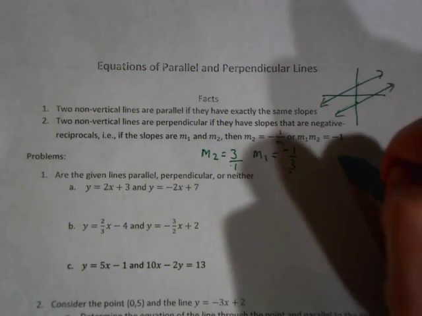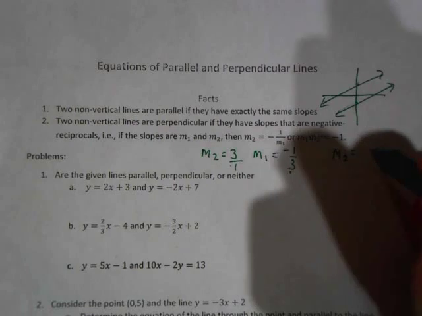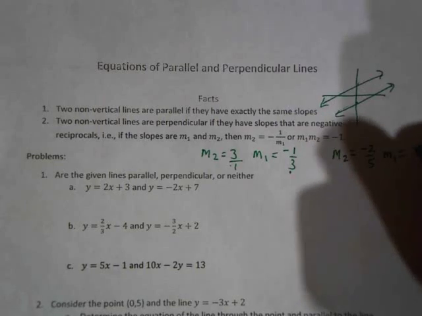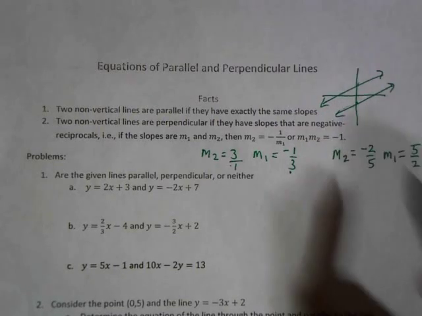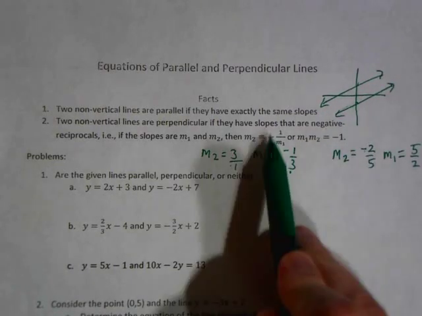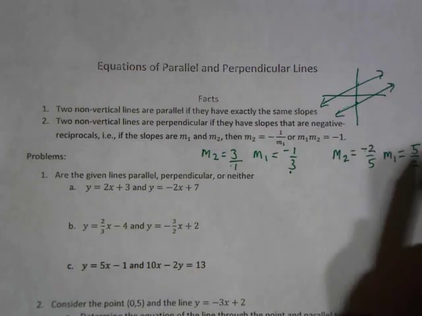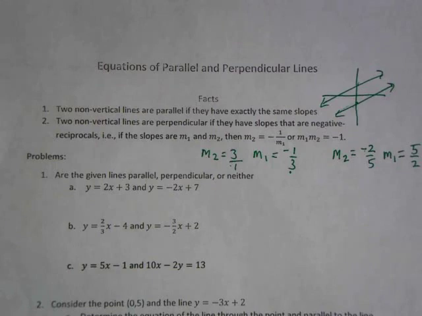Or another example, let's say m2 is negative 2/5. Then m1 would have to be positive 5/2. Since this one is negative, we put another negative in front of it. Two negatives make a positive, and we flip it. 2/5 flips to be 5/2.